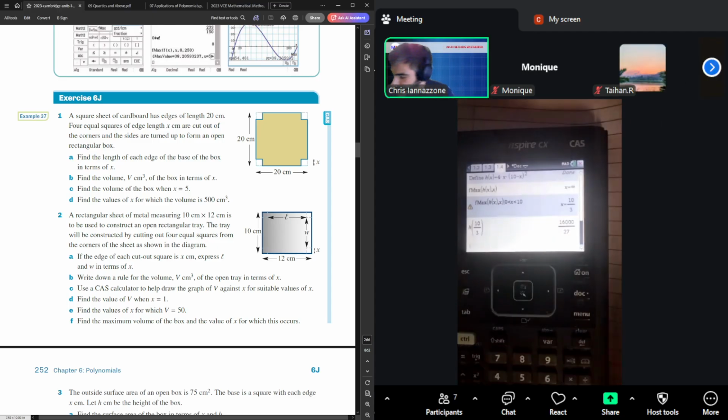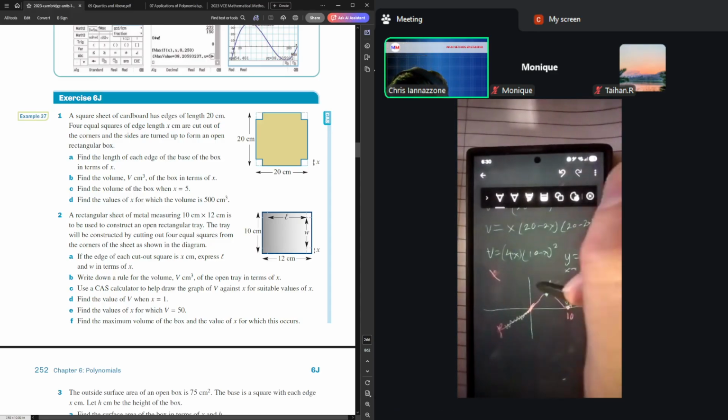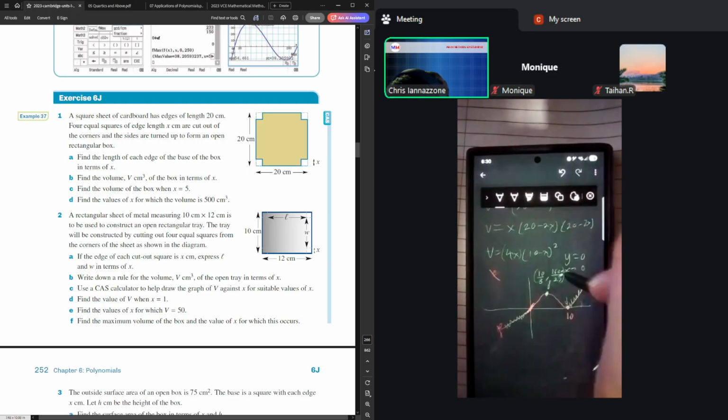So in other words, what we just found was that this point up here is the point 10 on 3, comma 16,000 on 27, of which that one is the max because that is the y.